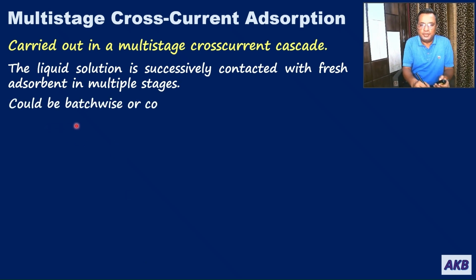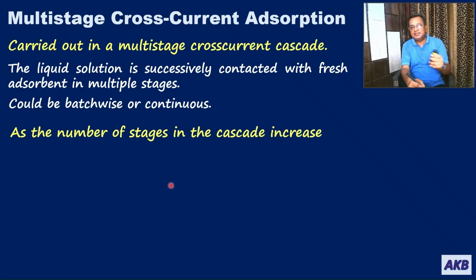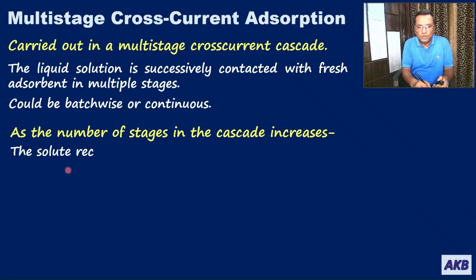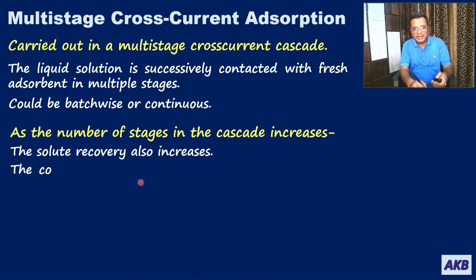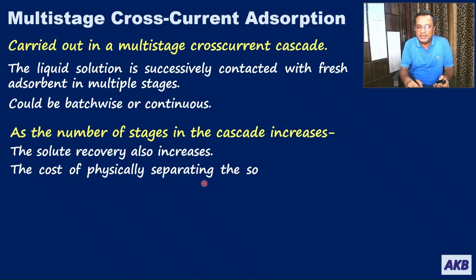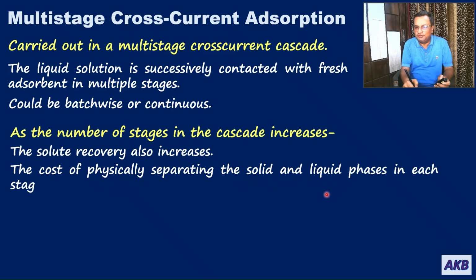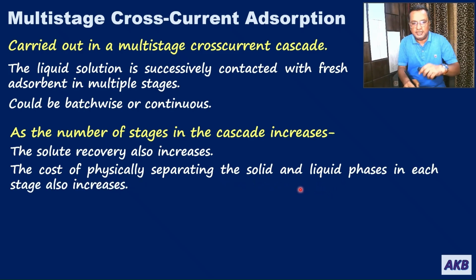You can carry out this operation in a batch-wise manner, or you can carry it out in a continuous manner. If you increase the number of stages in the cascade, the solute recovery is going to increase. That is a good thing. But the bad thing is that the cost of physically separating the solid and liquid phases in each stage also increases with the number of stages. So the advantage is you are going to recover more solute, but the disadvantage is your cost is also going to increase.